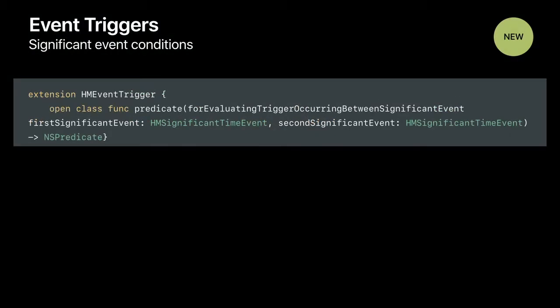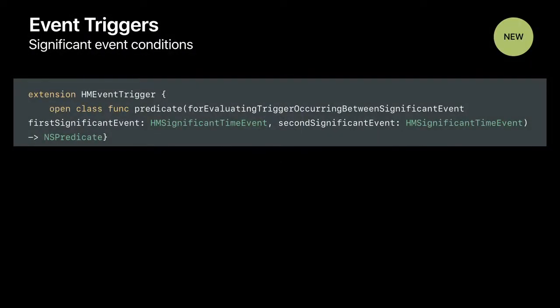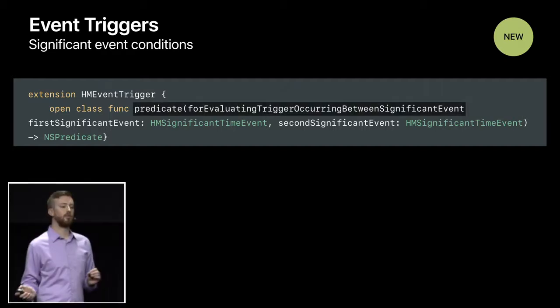We've also added a convenience condition to iOS 11 to allow you to easily create a condition which is between two significant events. And note that because these take significant events, they support a relative time offset. So for instance, I can create a condition which gates the execution of my scene from, say, 1 hour after sunset to 1 hour before sunrise. This is available on HM event trigger via predicate for evaluating trigger occurring between significant events.